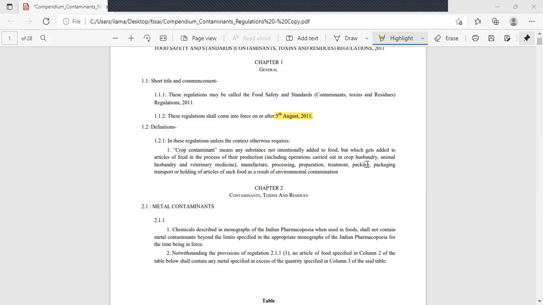So they may give this full sentence and ask, what is this called? So we can select crop contamination.